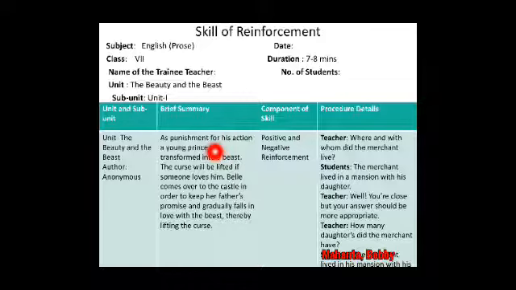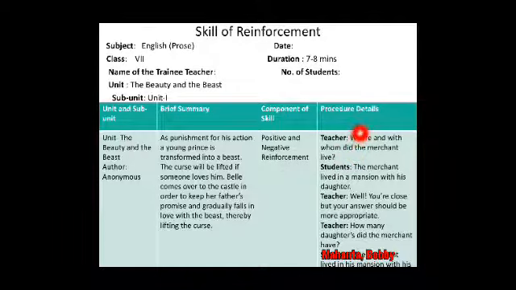So similarly, the prose piece, this way you have to write. The same unit has been taken, the Beauty and the Beast, but it is in the reinforcement skill now. Previously it was a questioning skill, and now the skill of reinforcement. In the first part, the same way you have given the brief summary of this component. Which component are you touching? The positive and the negative reinforcement.